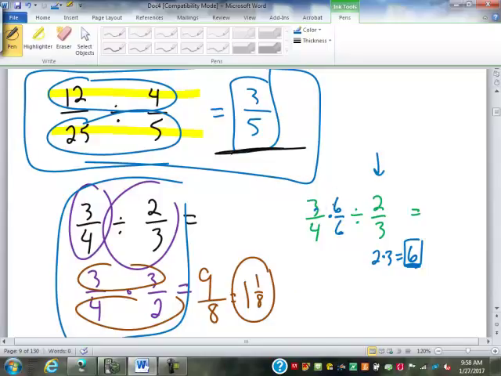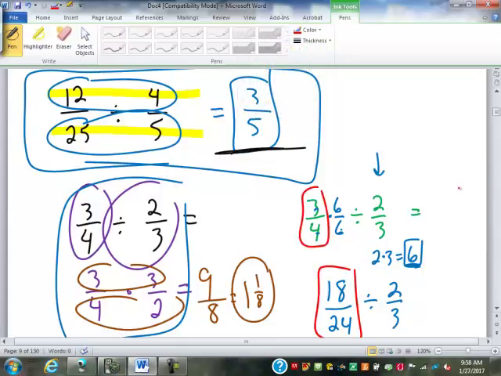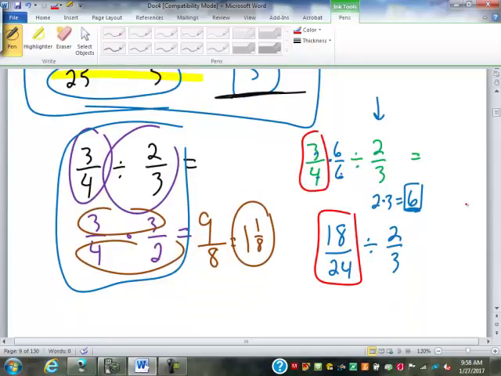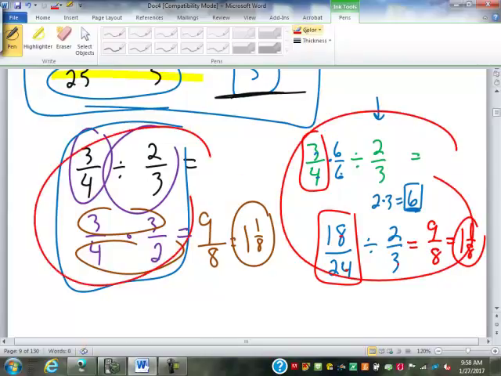So 3 times 6 is 18. 4 times 6 is 24. 18 24ths and 3/4 are the same number. They just look different. I've just renamed it. Now, 18 divided by 2 is 9. 24 divided by 3 is 8. 9/8, so 1 1/8. How on earth did we get from this to multiplying by reciprocal?